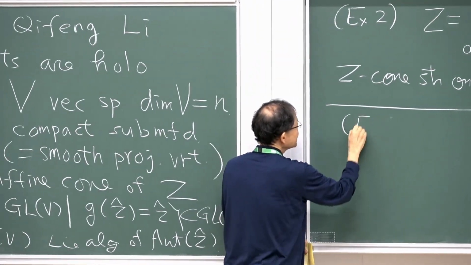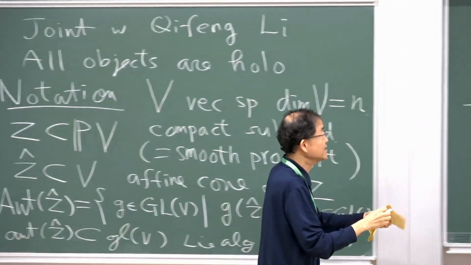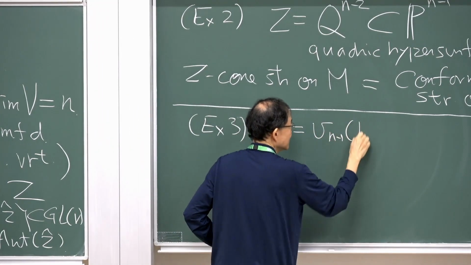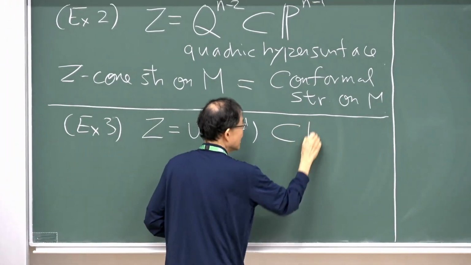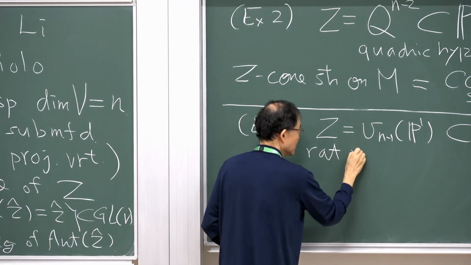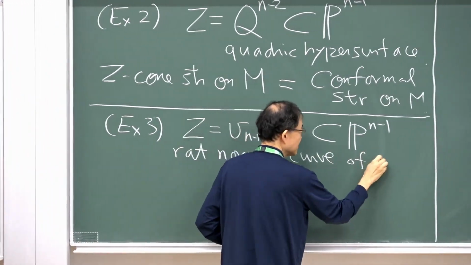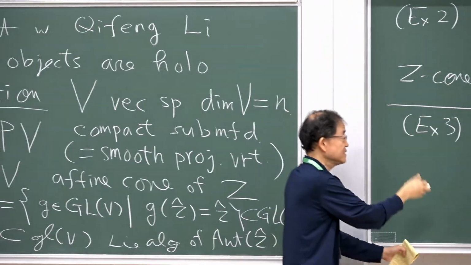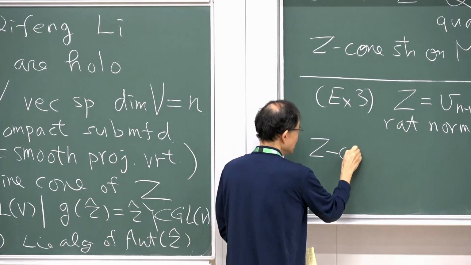So another case which I know has been studied by Twistor people is the case where Z is, this is a notation algebraic geometry uses, the rational normal curve of degree n-1. In this case, Z cone structure.